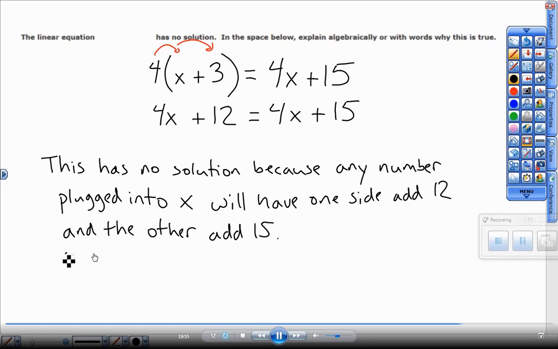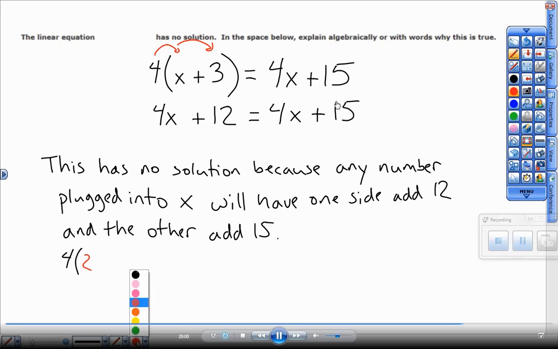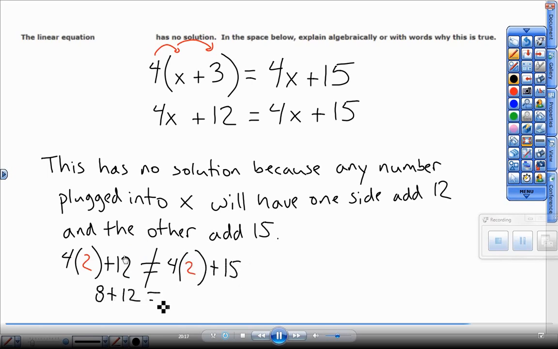So I'm going to just take any number for x and plug it in. I'm going to use 2 for x, plug it into this form right here. So 4 times 2 plus 12. I'm going to see there's no way that's going to be equal to 4 times 2 plus 15. Because remember, on one side I'm always adding 4 times 2. The other side I'm doing that same 4 times 2. But on one side, after I'm done, I'm adding 12. The other side, when I'm done, I'm adding 15.